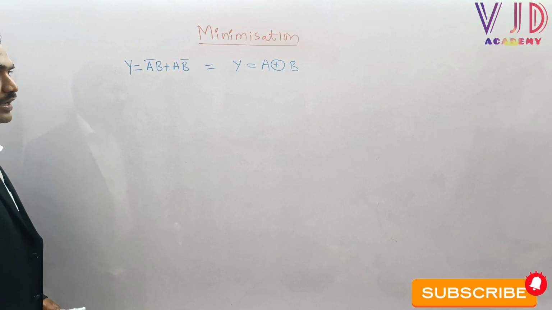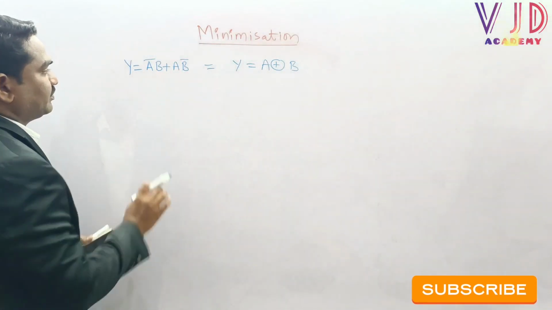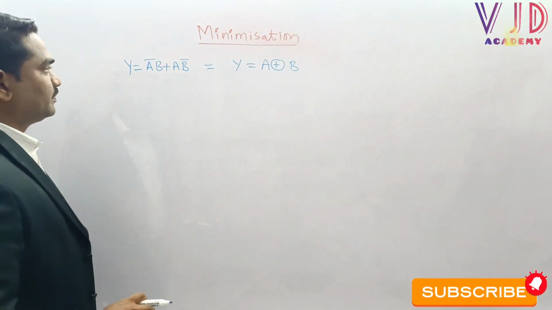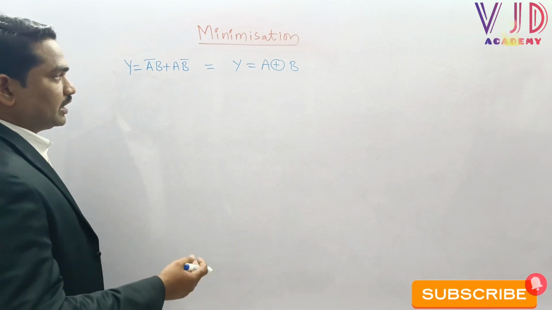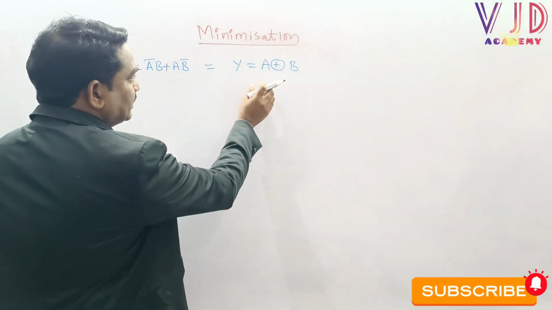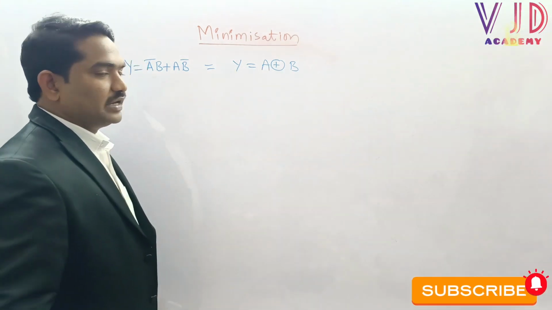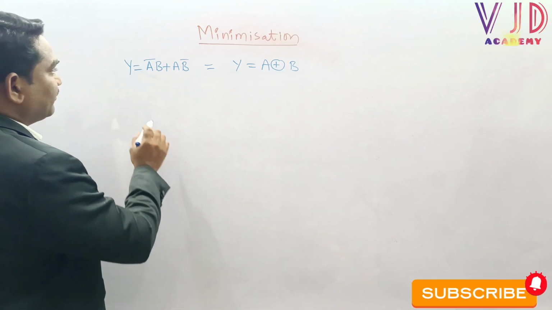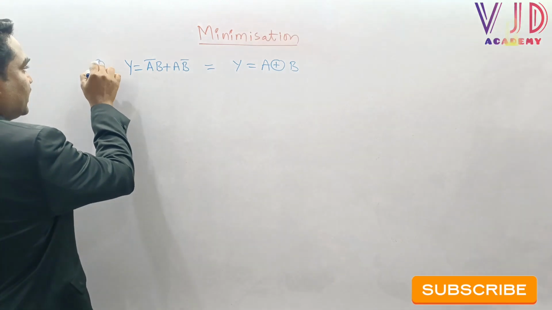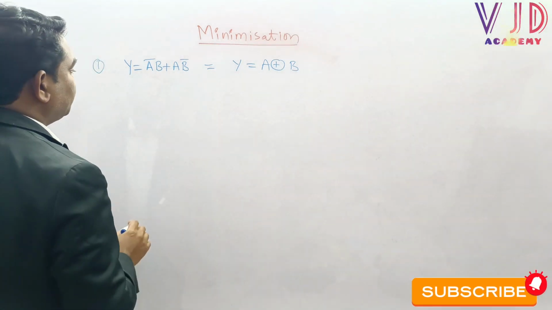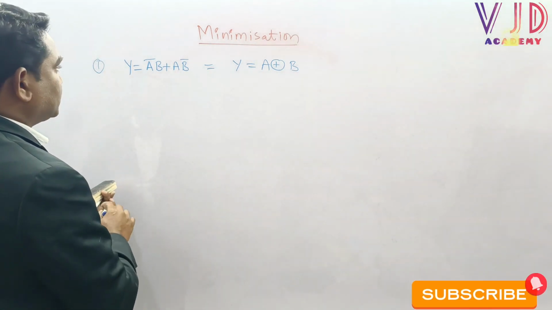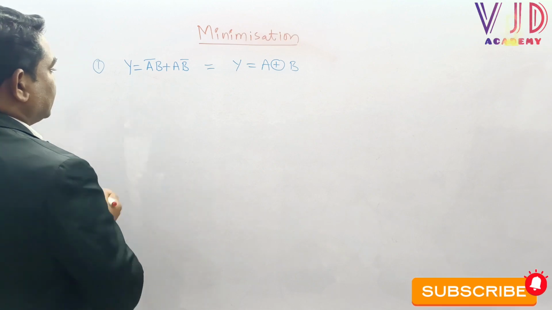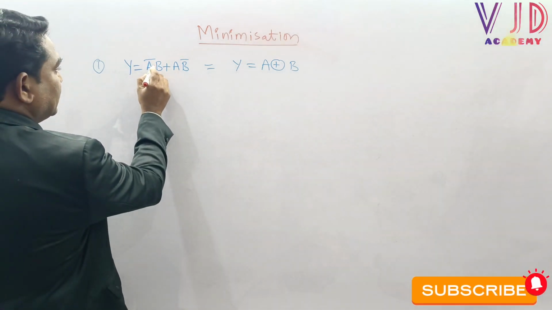Sir, I want to draw a logical circuit for this particular equation y equal to a bar b plus a into b bar, and also a logical circuit for y equal to a XOR b, and then we will understand the need of minimization. The moment we look at the first equation, y equal to a bar b plus a into b bar, we have three portions here. The first one is a bar into b.